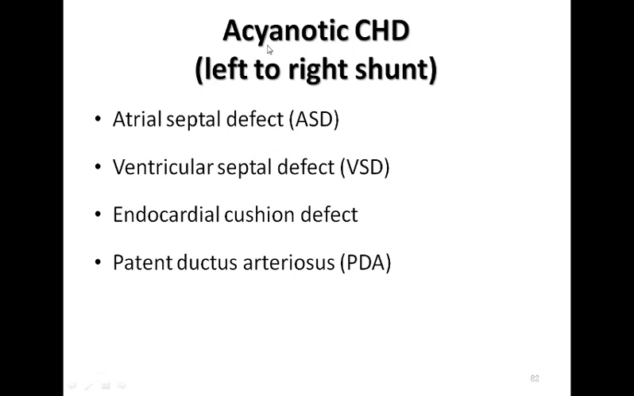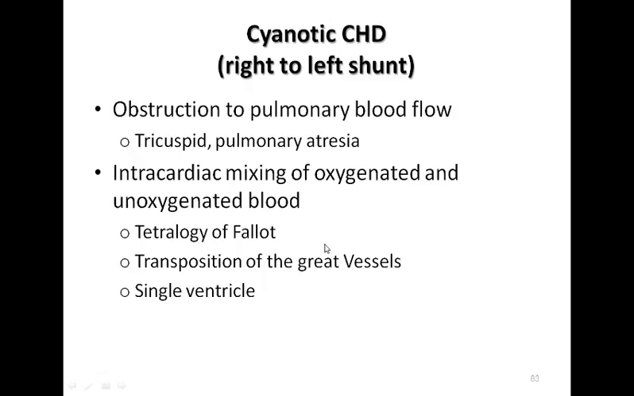Common congenital heart disease types we are going to discuss: atrial septal defect, ventricular septal defect, endocardial cushion defect, patent ductus arteriosus. When you consider congenital heart disease, one type is cyanotic congenital heart disease, where a right to left shunt is there. There's an obstruction to the pulmonary blood flow. Examples are tricuspid atresia and pulmonary atresia.